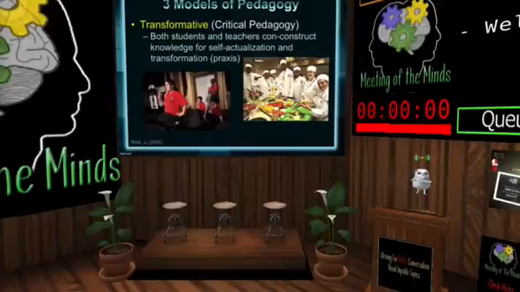Now, for those of you that might be familiar with critical theory and who might want to read more about it, this is a model and philosophy most cited by Paulo Freire in his book Pedagogy of the Oppressed. If you don't know about the book, don't worry about it, or look it up. It's actually a pretty good read.